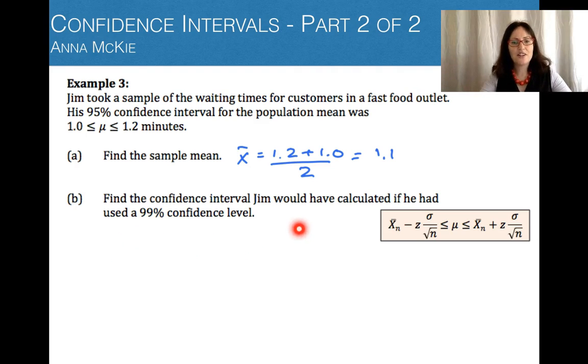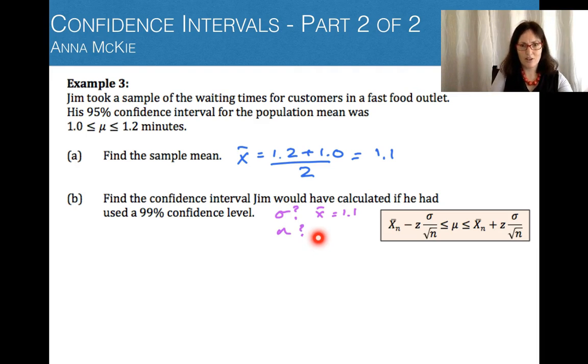So find the confidence interval Jim would have calculated if he had used a 99% confidence level. All right, so what do we need to know for this? To do a confidence interval in your graphics calculator, you would need to know the standard deviation. You would need to know X bar. Okay, well we know that one, 1.1, and you would need to know N. That's 2 things that we don't know. So you might be a bit stuck here. So what could you do?